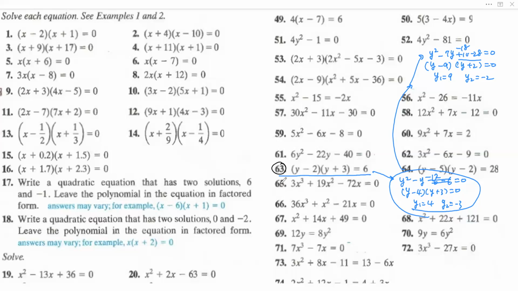All right, let's see 65. So we also got a big number here again. Okay, so first definitely take x out first, right? So 3x squared plus 19x minus 72x. So we need to factor this one. This one is a big number as well.